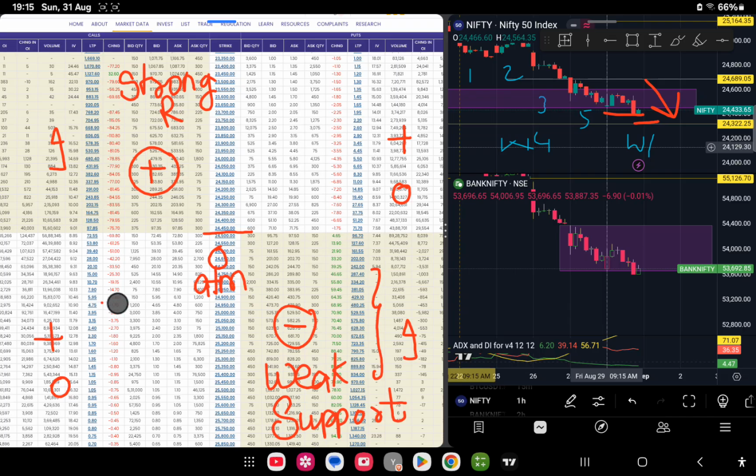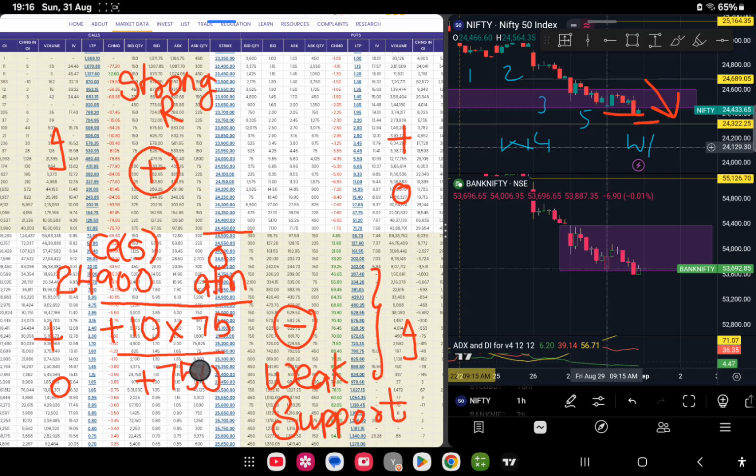So I'm going to take this strike, 24,900. Okay, so decay is positive 10 times, one lot size is 75. Okay, so I'm doing the calculation for, let me write this strike, 24,900 CE selling. Okay, so CE selling for 24,900, that would be a positive 750 plus tax and brokerage.